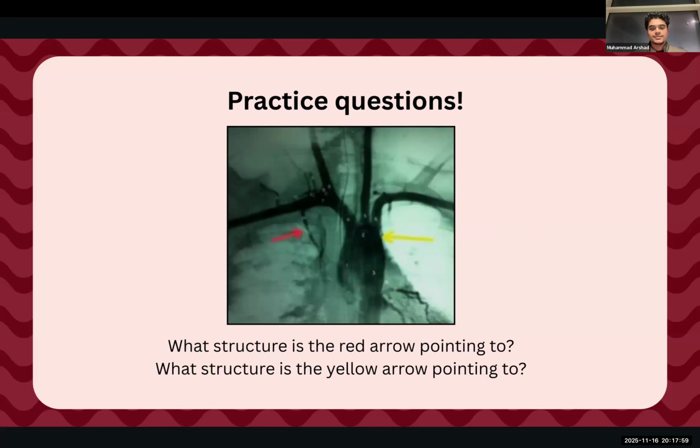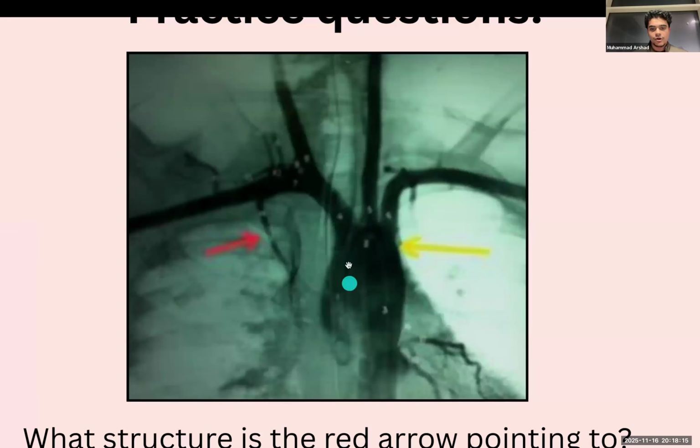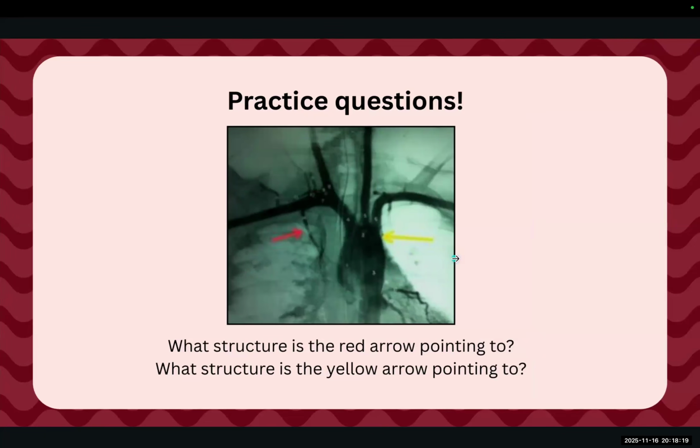Anybody? Should I go? Go ahead. So the red one is the internal thoracic artery. Perfect. The yellow is the left subclavian artery. Not quite. I mean, it's a bit unclear here, but this is kind of more so pointing to the arch of the aorta. Oh, okay. But yeah, good guess.